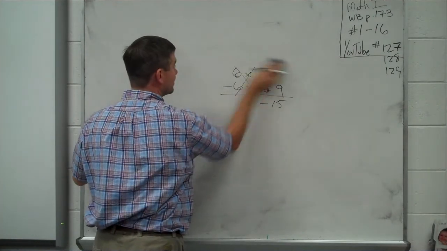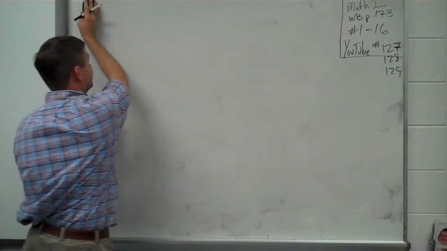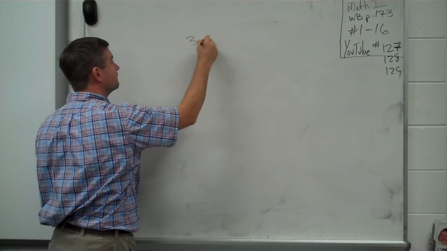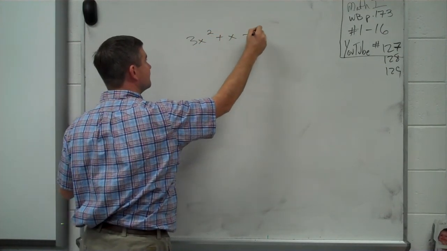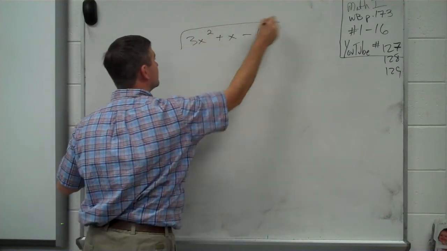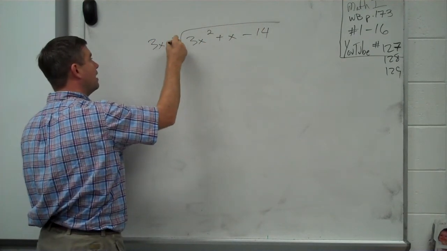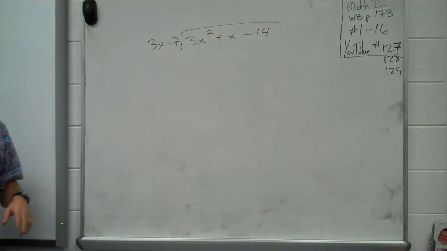Read out the next one, Corey. 3x squared plus x minus 14 divided by 3x minus 7. Alright, what time are we at? 14 minutes and... Great, we're doing great. We'll do this one together, alright?